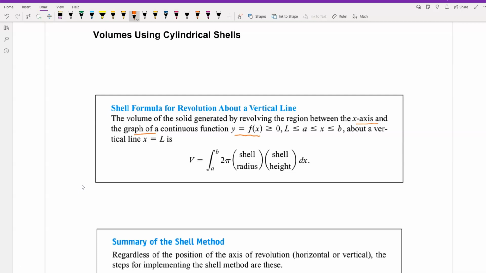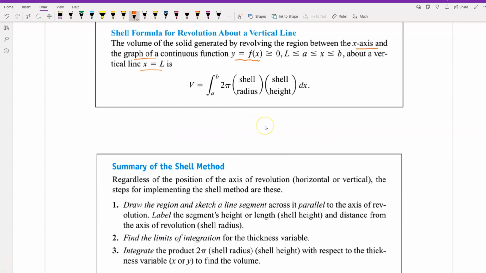L is less than or equal to a, and a is less than or equal to x, and x is less than or equal to b. And this is above a vertical line, x is equal to L. So the volume is equal to the integral from a to b of 2 pi times shell radius times shell height multiplied by dx. I'm going to explain what shell radius and what shell height is when working on examples.